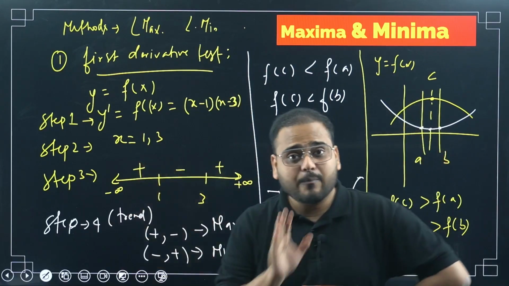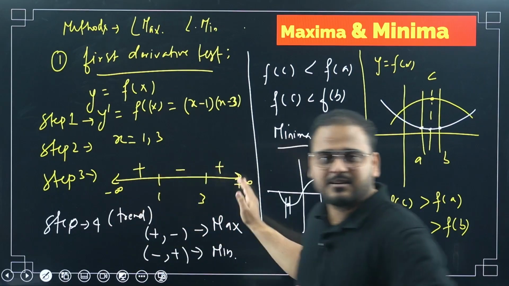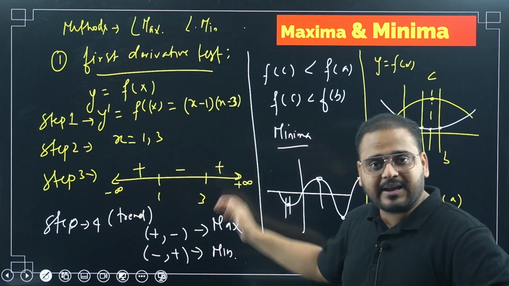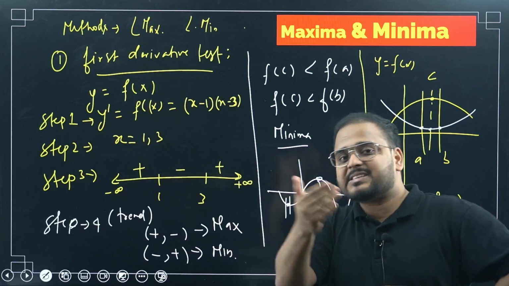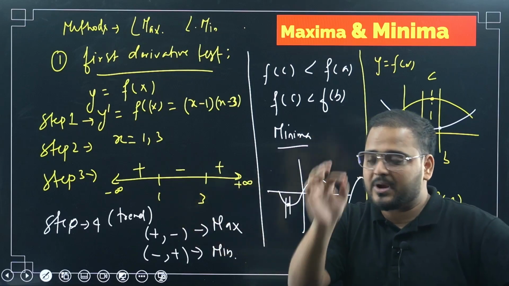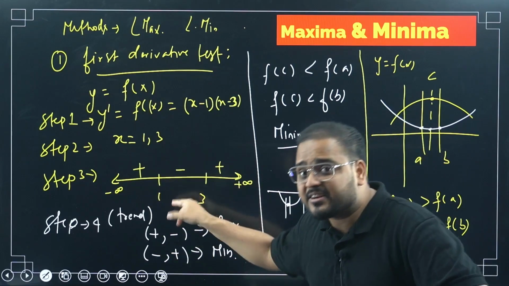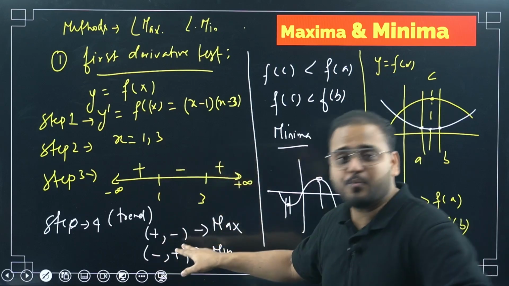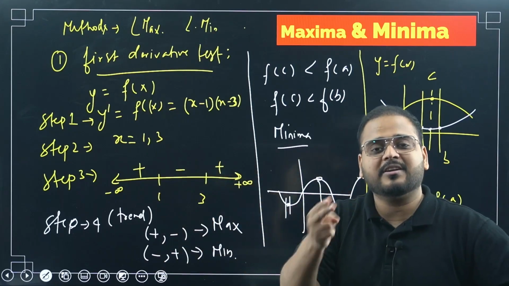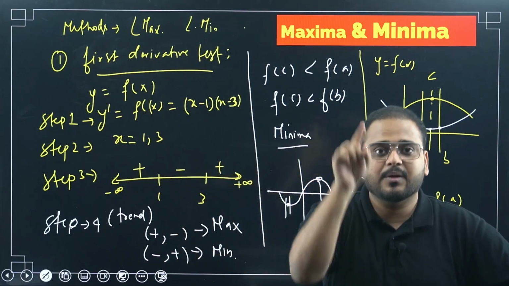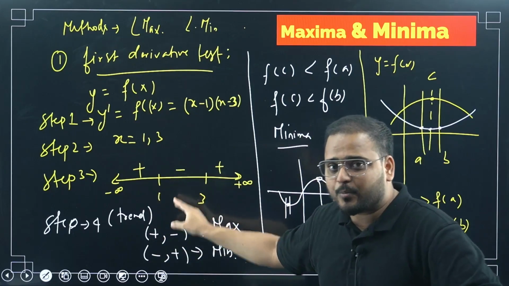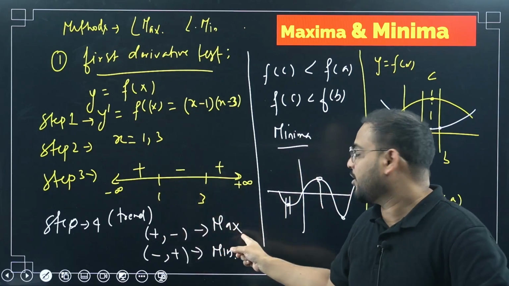So how to find maxima point in this number line? Check the trend. Whenever the sign changes across any critical point from plus to minus, repeat after me: plus to minus across any critical point, increasing or maximum.